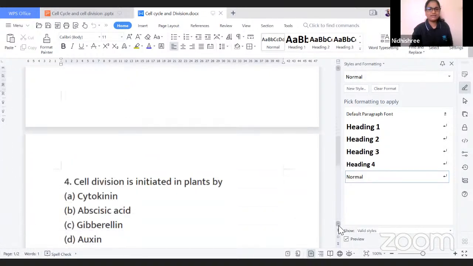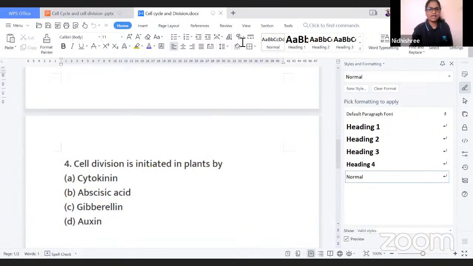Next question, cell division is initiated in plants by option A, cytokinin, B, abscisic acid, C, gibberellin, D, auxin. 5, 4, 3, 2, 1. Lohit answered quickly and correctly as option A, cytokinin is the right answer.